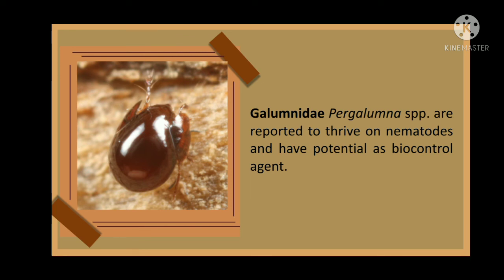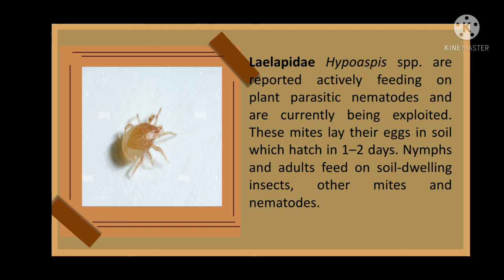Galumnidae. Pergalumna spp. are reported to thrive on nematodes and have potential as biocontrol agents. Laelapidae. Hypoaspis spp. are reported actively feeding on plant parasitic nematodes and are currently being exploited. These mites lay their eggs on the soil, which hatch in 1 to 2 days. Nymphs and adults feed on soil-dwelling insects, other mites, and nematodes. Currently, commercially available cultures are shipped as adults. Release rates of 10,000 to 25,000 mites per acre are recommended by commercial sources for the effective control of soil organisms, including nematodes.